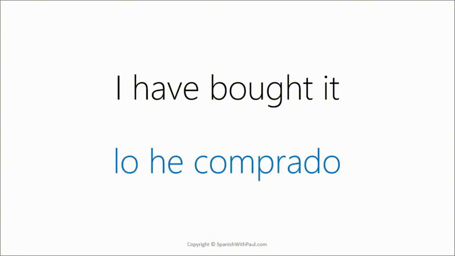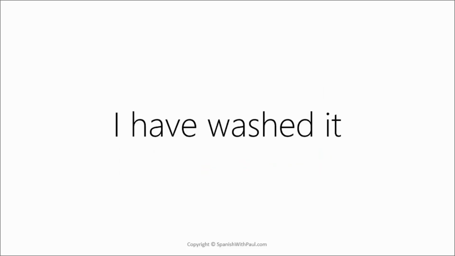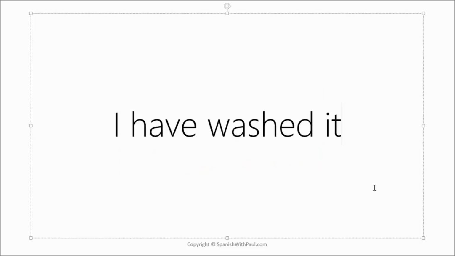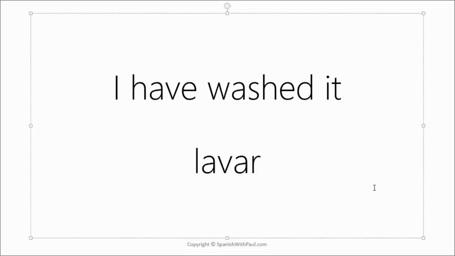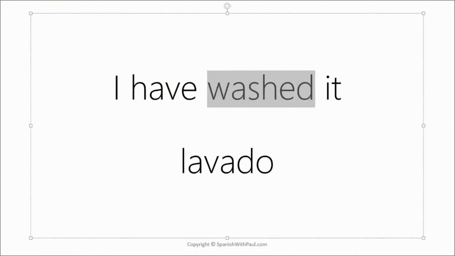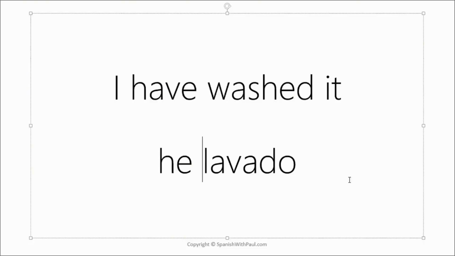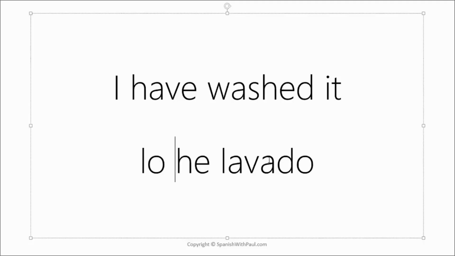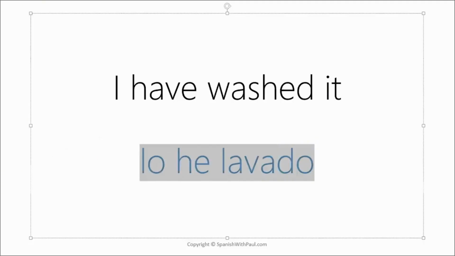Let's look at another example. We have here, I have washed it. So again, the verb to wash is lavar, and this AR ending goes to ado, that sound, ado. So we have lavado would be washed in the past. And again, the I have becomes he. So he lavado would be I have washed, and then the it comes all the way up front. So lo he lavado, I have washed it.